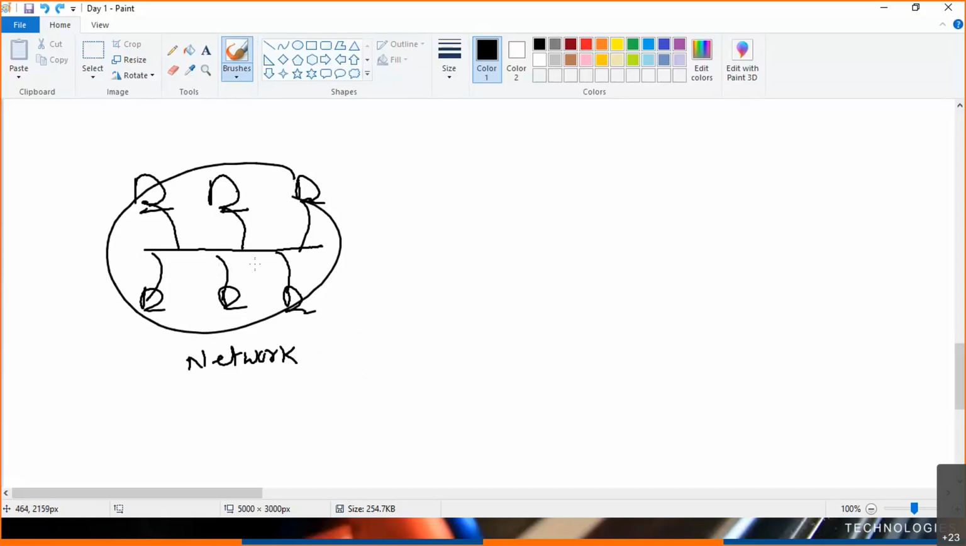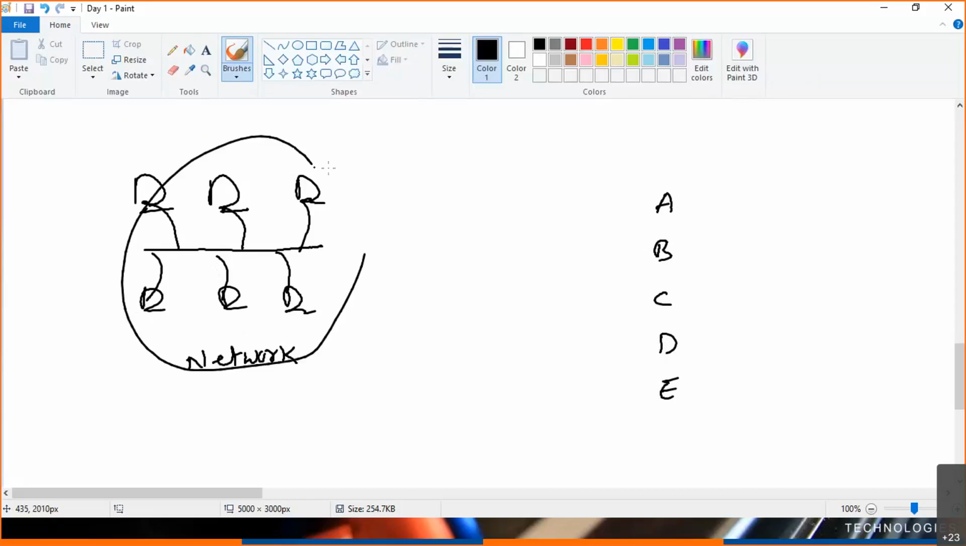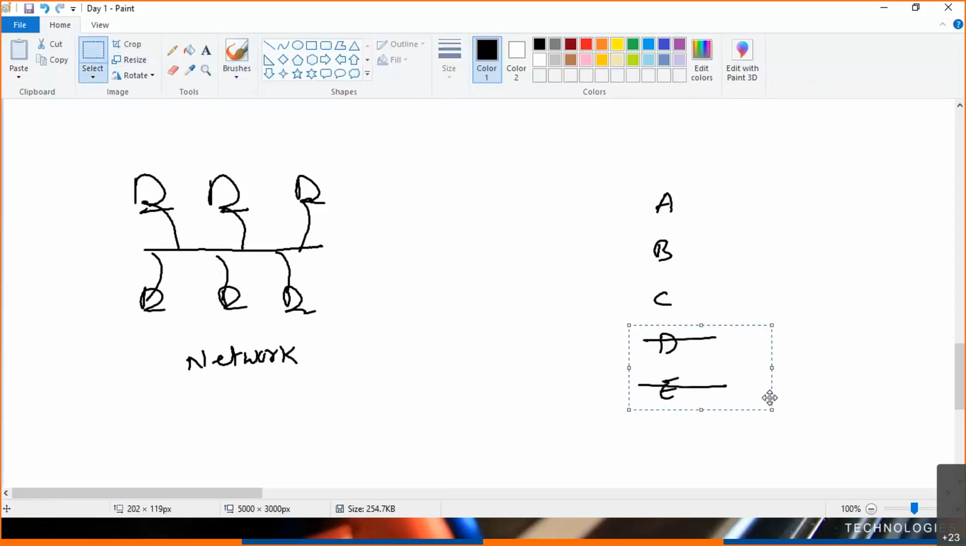For these devices, we have to assign IP addresses. So which class IP address do you recommend? Class A, B, C, D, or E? Which class should we use for this network? Can we use Class E? No, Class E is not possible because it's for R&D purposes. Class D we can use? No, it's for multicasting, right? So we can use only A, B, C classes.